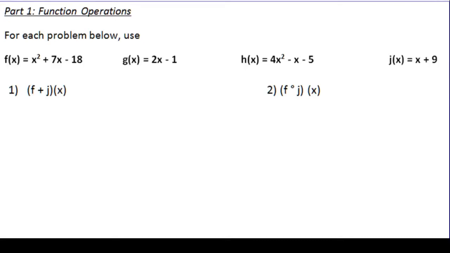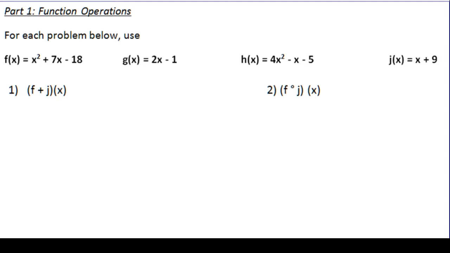Alright, let's get right into problem number 1. So in each of these problems with function operations, we have to go back a little bit because it's been a while since we actually did a lot of this. But the goal here in each of these problems is to use the f, g, h, and j functions that are given at the top.